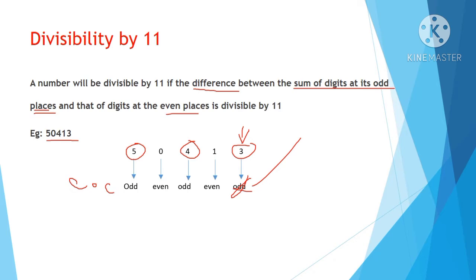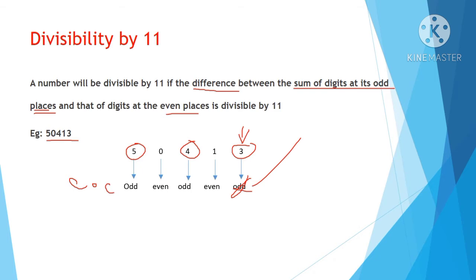So we want to add the numbers. First add the numbers which are in the odd places. What are the numbers in the odd places? 3, 4, 5. So you add 3 plus 4 plus 5, and you will get the answer 12. Now which are the numbers in the even places? 1 and 0. So 0 plus 1, you know the answer is 1.